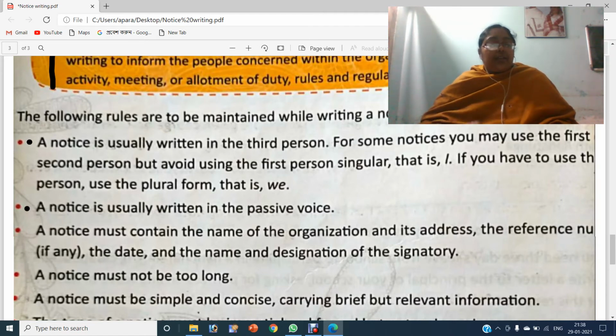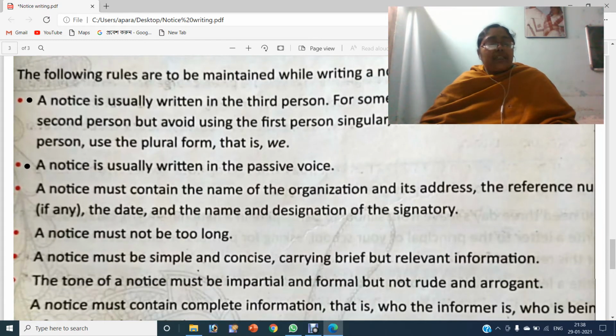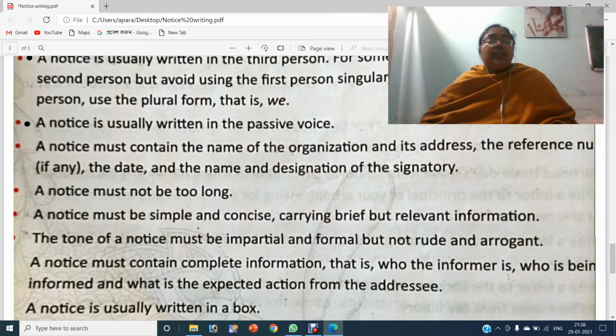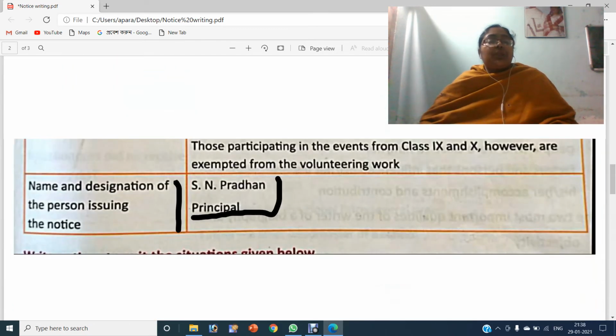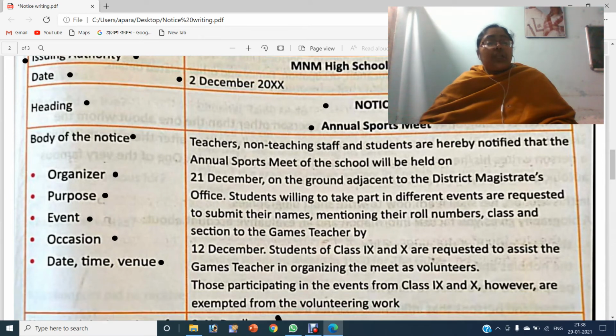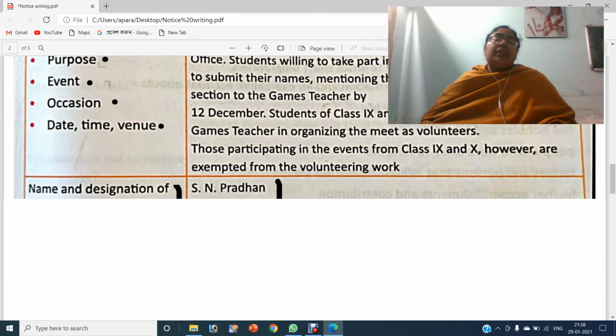Now the second rule. A notice is usually written in the passive voice. We generally do not use an active voice in case of a notice. Just see the notice which is written on the top. Just see here, teachers, non-teaching staff and students are hereby notified. So what do we find here? That it is in passive voice. Okay. Now coming down.